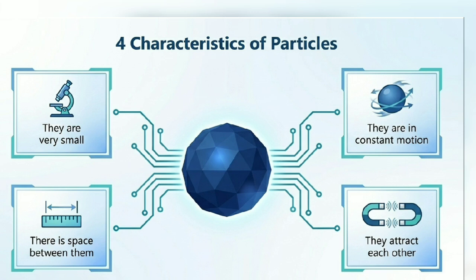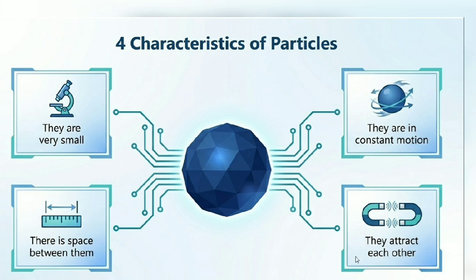So, what are the characteristics of these particles? Particles of matter have four important properties. They are very small. They have a space between them. They are continuously moving. And the fourth one is they attract each other.